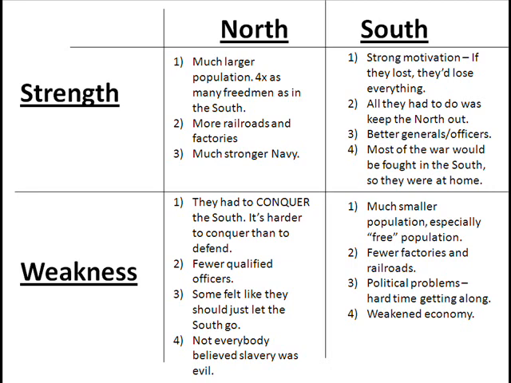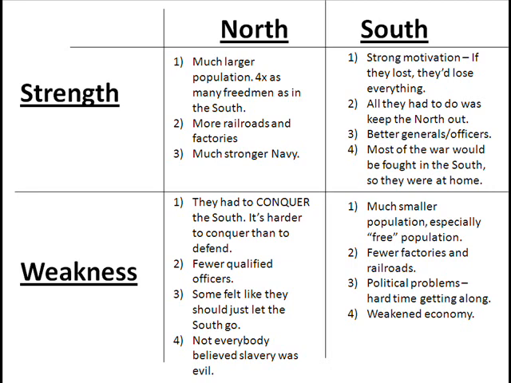Weaknesses of the South, kind of like what we've already talked about: much smaller population, especially free population. They have fewer factories and railroads. The South was having major political problems. When you take a group of states that have rebelled against their government, they're not always real inclined to get along, because those states, remember, they all believed in strong states' rights. At one point, Georgia threatened to secede from the Confederacy. So they were having a tough time getting everybody to get along in the South.